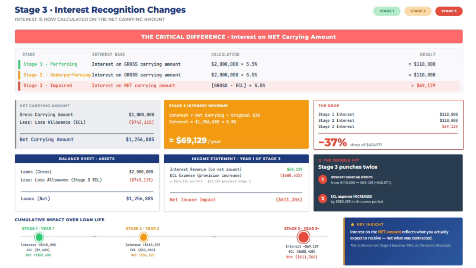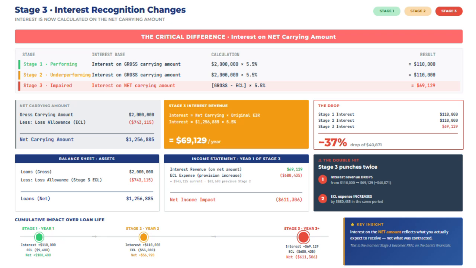Now stage 3 punches the earnings twice. If you calculate the net carrying amount and the stage 3 interest revenue, you will see that the interest revenue drops. If you look at the right table, you will see that the interest revenue drops from 1,10,000 to 69,129, and that's a negative of 40,871. You can calculate at your own end. Then the ECL expense also increased significantly.